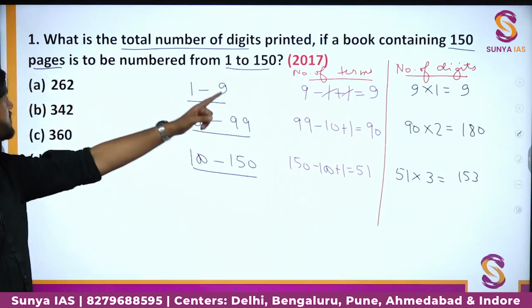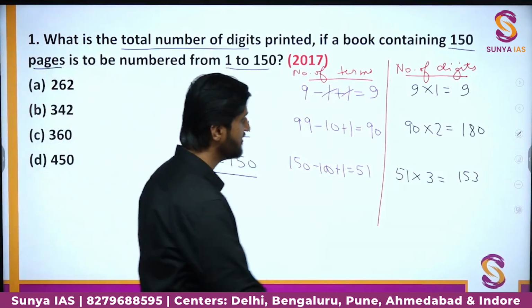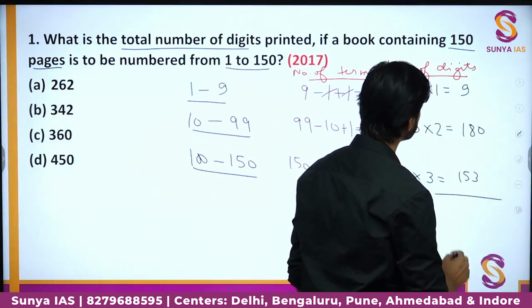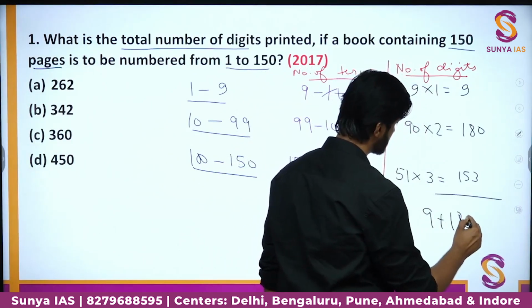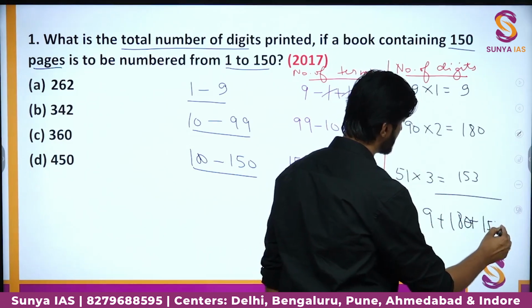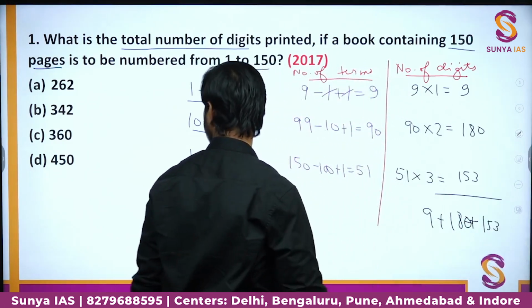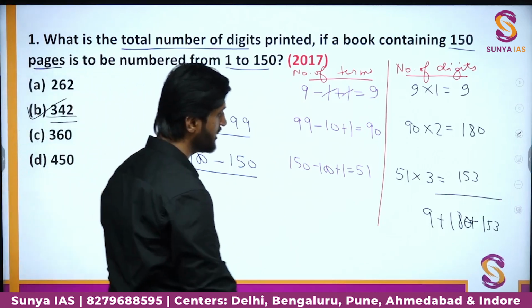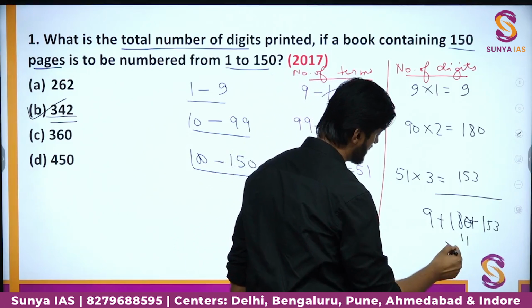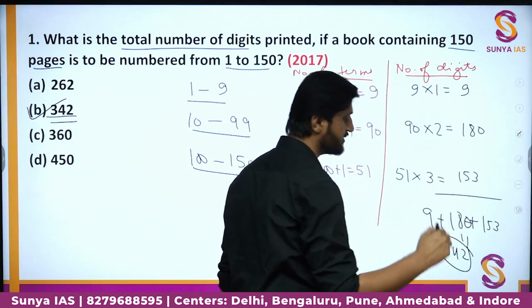Now it is asking what is the total number of digits. We just add up all of them. We have 9 plus 180 plus 153 as the final value, and the sum comes out to be 342. That is option number B, which is going to be the correct answer in this case.